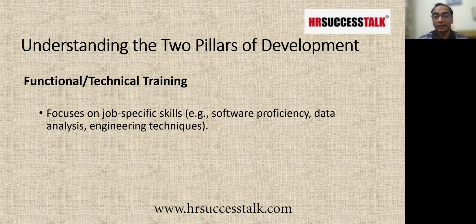We all know this: software proficiency, data analysis, engineering techniques, even MS tools, or account and finance people working on Tally, or software IT people working on Java, Python, or even general people working on Power BI or presentations. Now a lot of AI-related tools are also there. For the people working in designing, there are hundreds and thousands of tools spread across. That kind of technical competency is delivered to the organization using the right technical skills.